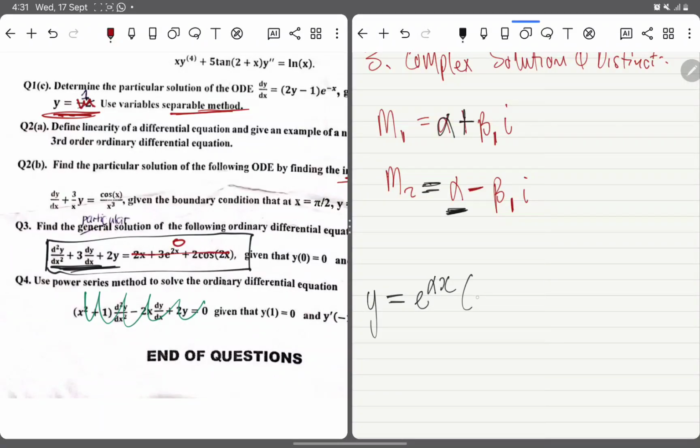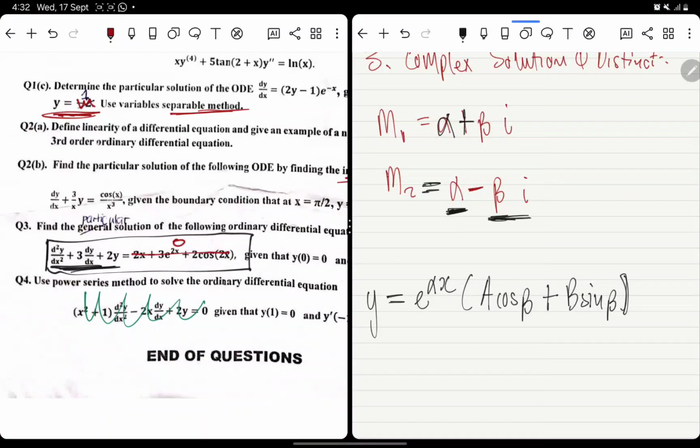Then you are now going to say a, which you're going to need to find, a cos beta plus b sine beta. Remember, it's beta 1. You can call it beta 1 or beta, it's going to be the same value, right? A cos beta plus b sine beta. So it's e to the alpha x. Remember, it will be having alpha and beta. Beta is the imaginary part. Alpha is the real number. This beta is the imaginary number because it's the number before i.